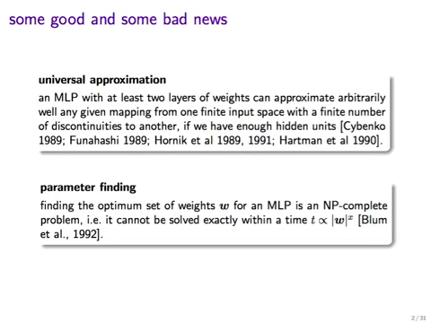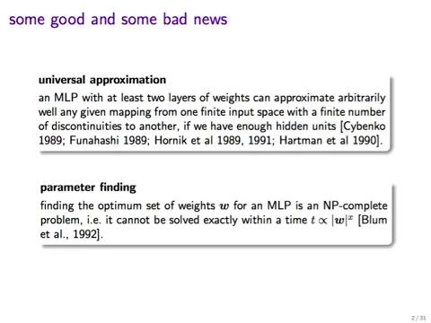A nice and important result, which was shown by various authors independently in the late 1980s or early 1990s, is that a neural network really only needs one layer of hidden units to represent any function. Well, any Borel measurable function to be precise, meaning it has a finite number of discontinuities. So as it says here, an MLP, a multilayer perceptron or a neural network, with at least two layers of weights can approximate arbitrarily well any given mapping from one finite input space with a finite number of discontinuities to another, if we have enough hidden units.